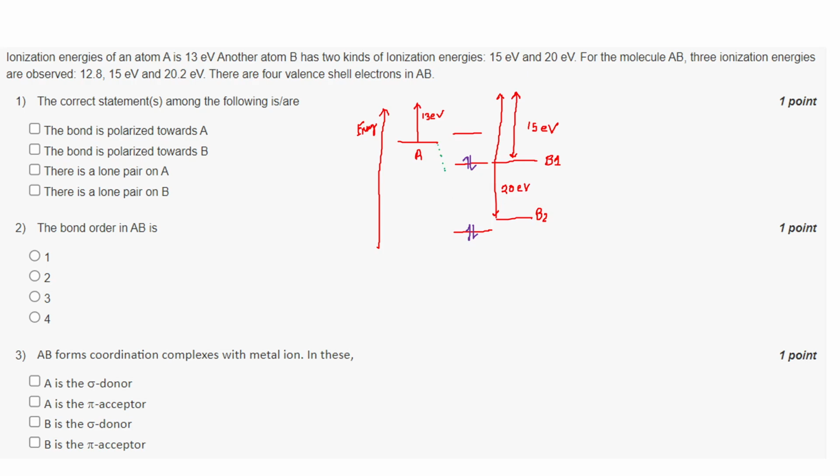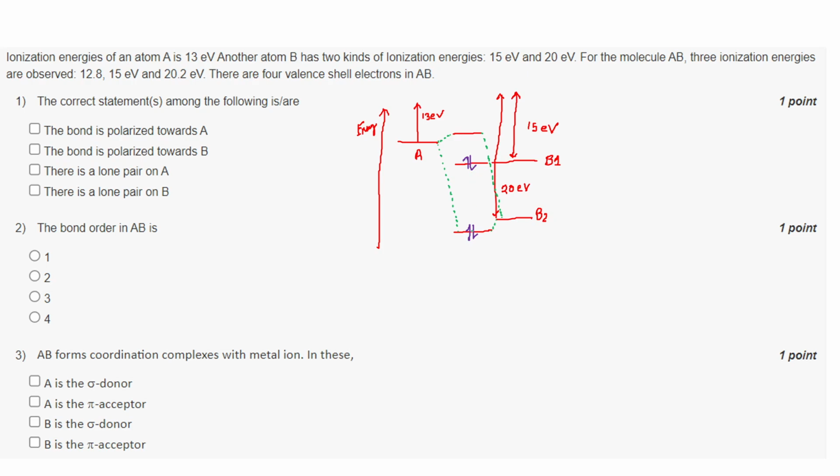If I have to draw this, so like this. If A and B2 have a linear combination, one is a bonding kind of interaction and another is an anti-bonding kind of interaction. The bonding interaction is closer to B2 and the anti-bonding interaction is closer to A1 in terms of energy, right? And another molecular orbital is there which is exactly at the same energy as B1.